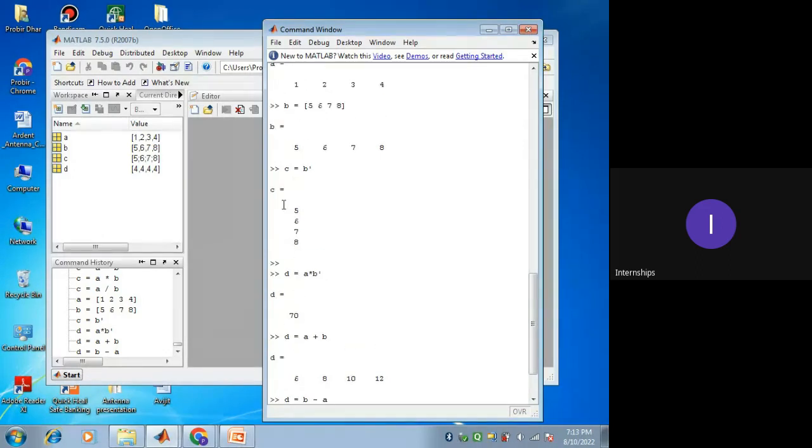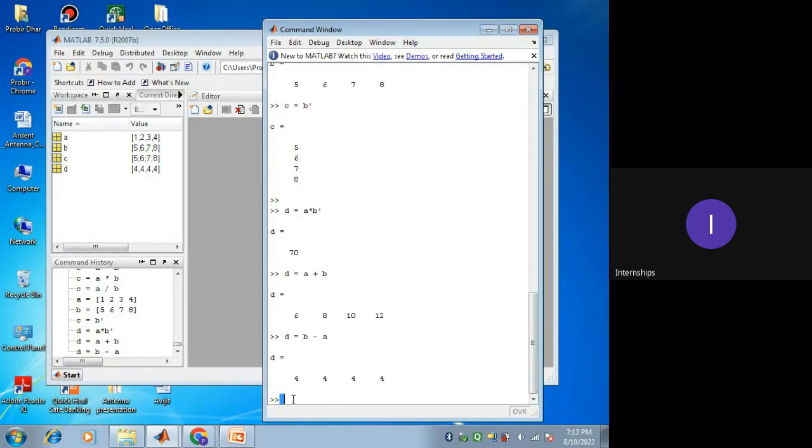Suppose we are interested in elementary multiplication. That means 1 into 5, 2 into 6, 3 into 7, 4 into 8. This type of multiplication we are interested in. So in that case, we can multiply A into B. That is, element-wise multiplication is possible, but actual matrix multiplication is not possible with A and B.